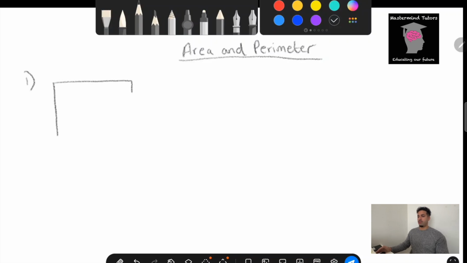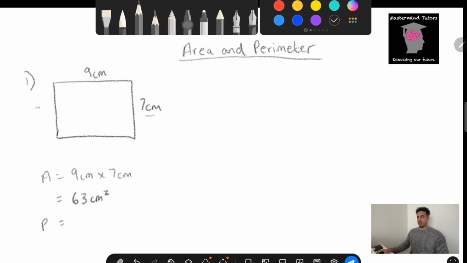Right, here we have a rectangle with a height of 7 centimeters and a width of 9 centimeters. So to work out area, we will multiply them. Nine times 7, which will give us the area of 63 centimeters squared. Now for the perimeter, we'll be adding all the sides. Nine plus 9 plus 7 plus 7, which will give us 32 centimeters.